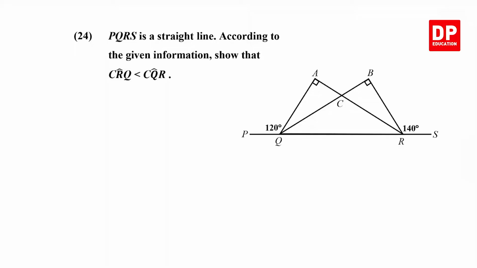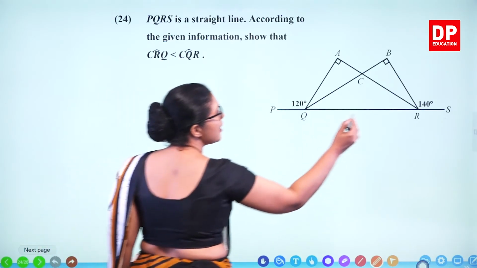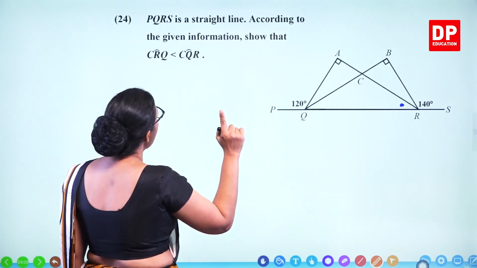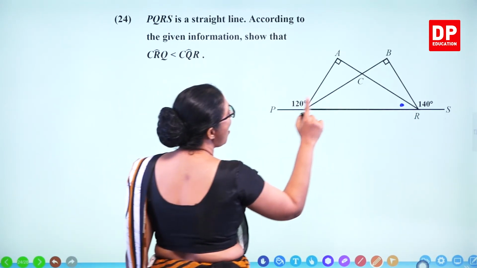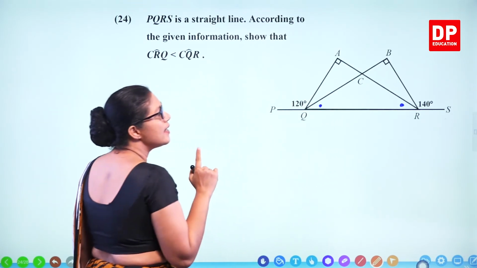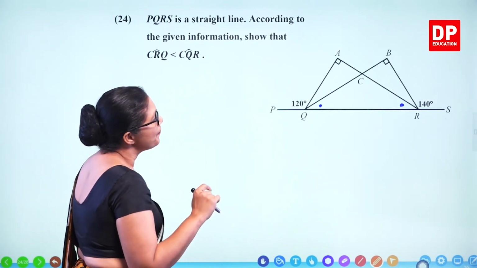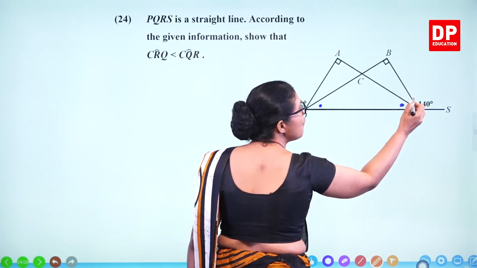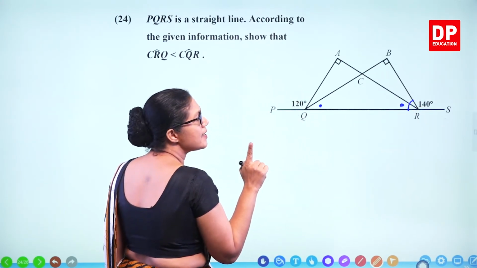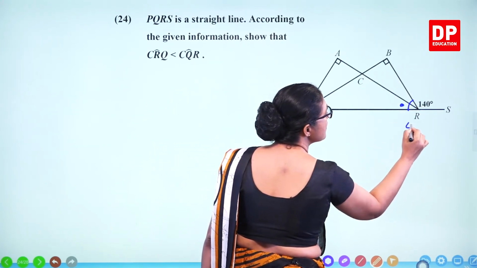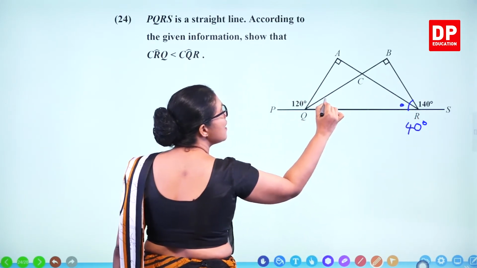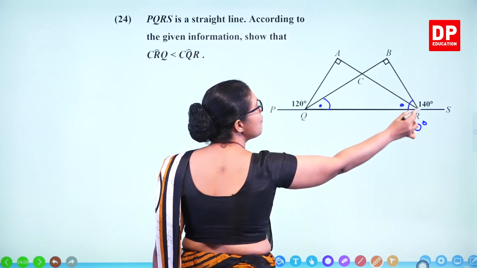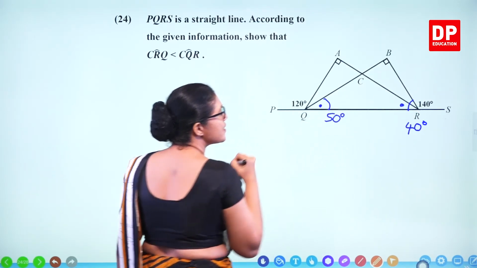Question number 24. PQR is a straight line. According to the given information, show that CRQ, this angle, is less than CQR. So we have to show that of these two angles, one is bigger. So we'll find out using the information given. If this is 140, what is this angle? 180 minus 140. That's 40 degrees. If this is 40, this is 90, 40. So this becomes 50 degrees.